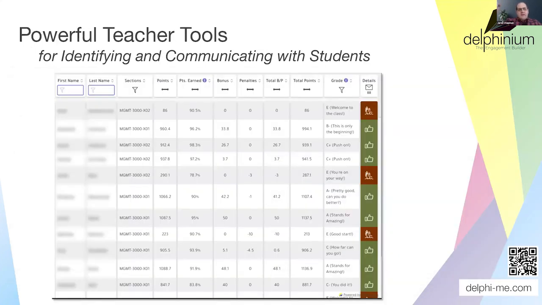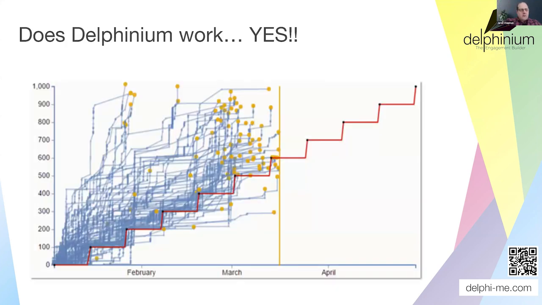In addition, Delphinium has some powerful teaching tools for helping teachers find struggling students and do something about that so they can help them. The whole goal of Delphinium is to make this easy. Our goal is to give teachers their Saturday nights back. So the real question for me as a researcher is, does Delphinium work? Does Delphinium help students perform better in school?